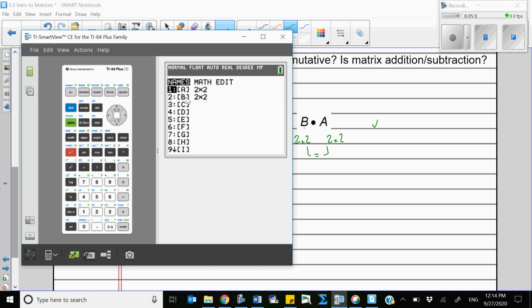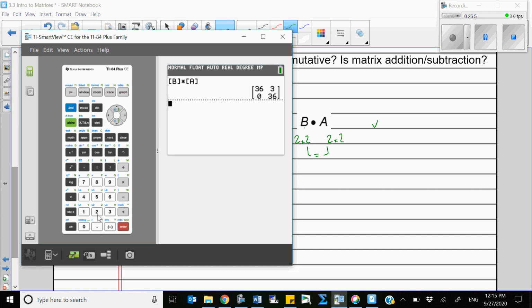So I go to number 2, because that's the first thing I want to multiply, and it gives me B. Then I need to multiply that by, again, second x negative 1. The next matrix I want is A, which is number 1. So I hit 1 here, and here I have B times A. Then enter, and this will be the answer of my multiplication.